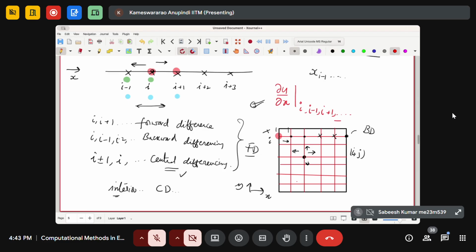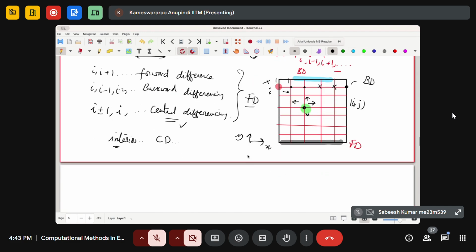Similarly, I can also make use of forward differencing if I am on this thing, and if I am on the top, I can only make use of backward differencing. But if I'm on the interior, I can essentially make use of central differencing. That means we can only make use of forward differencing here, backward differencing here, and so on. So that is how we decide what difference to use where, and that is how these have come up.